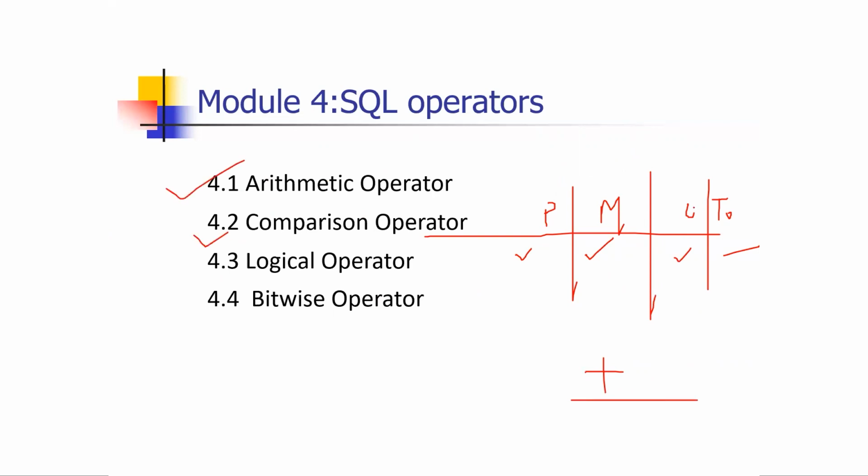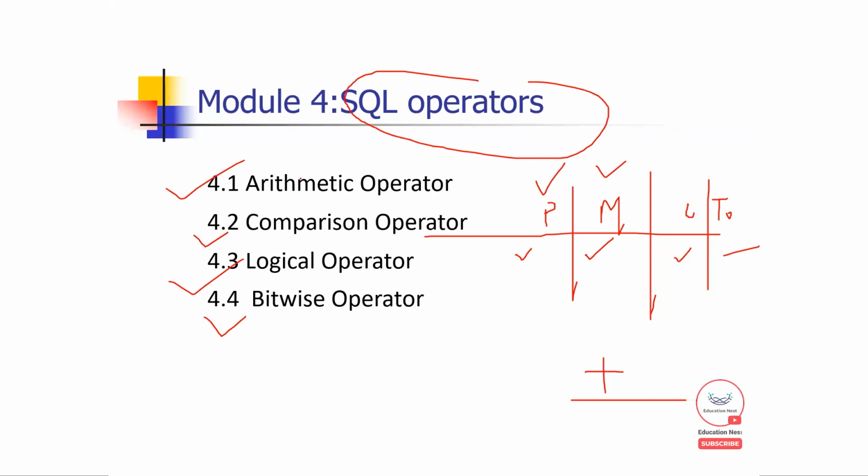Comparison operator: you want to compare whether physics marks or maths marks is better. Logical operator means logical AND. Bitwise operators, if data is in the form of bits: XOR operation, OR operation, AND operation. In module 4, we will learn in detail all types of operators. Arithmetic means plus, minus, multiplication, division, modulus, remainder. Comparison means greater than, less than, greater than or equal to, less than or equal to, not equal to. Logical AND, logical OR, bitwise AND, bitwise OR, bitwise XOR operations.